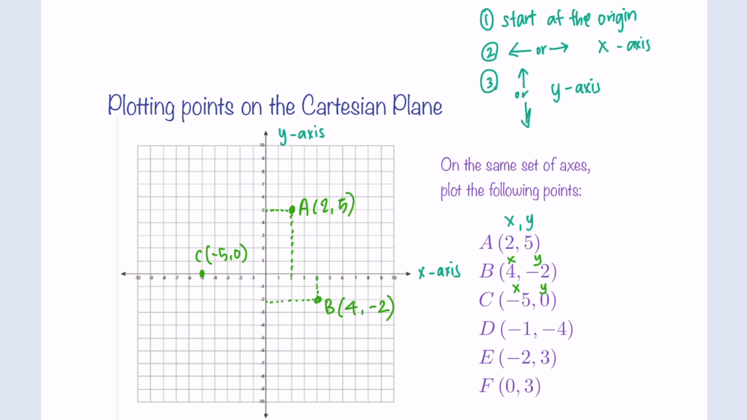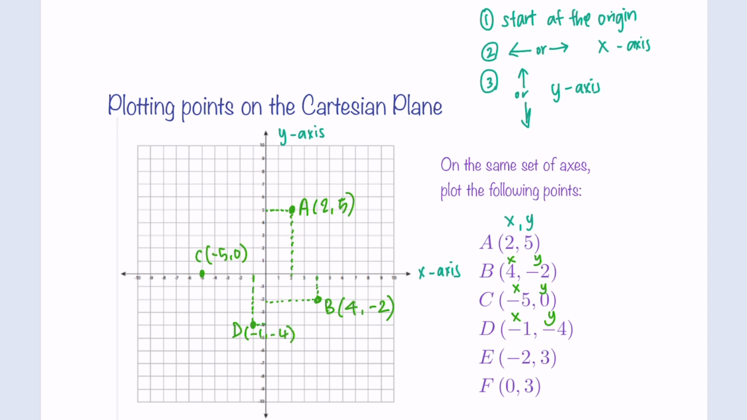Point D has the coordinates x is -1 and y is -4. So starting at the origin, I need to move 1 towards the left because it's a -1. Then I need to move 4 downwards because it's a -4. So right here, I'm moving 4 downwards. So here is my point D. And so if I were to connect them from the -1 on the x and the -4, here is D. And it is -1 and -4.